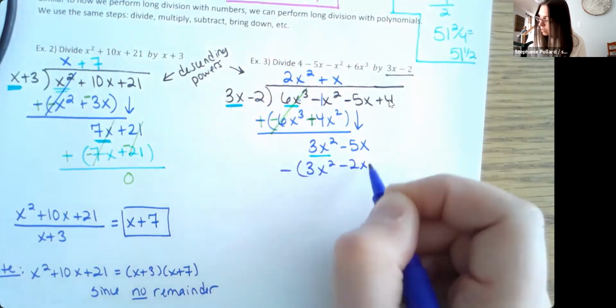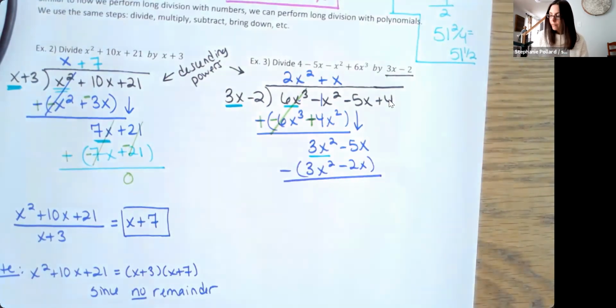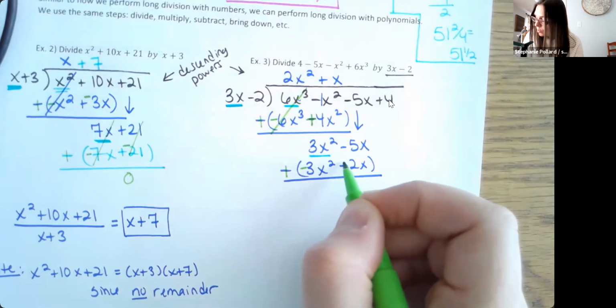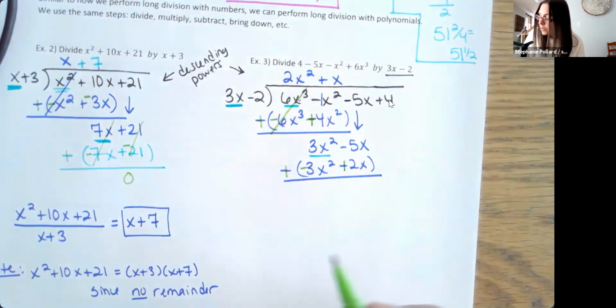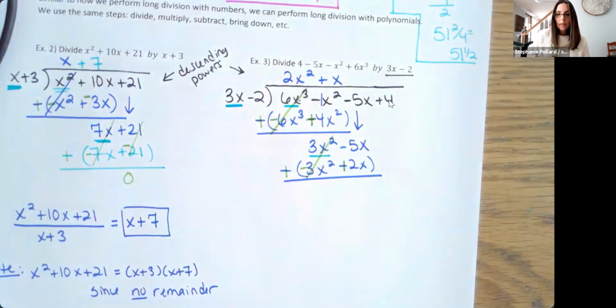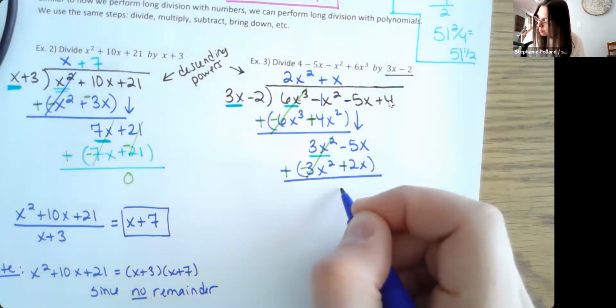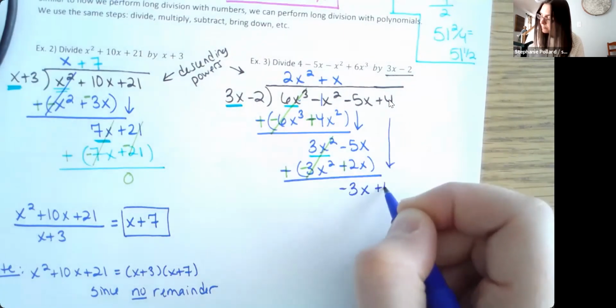And again, don't forget you're subtracting the whole thing. So it's going to make your 3 negative, but it's going to switch that -2 to a positive. Your first term should always cancel. -5 plus 2 is -3x, and bring down the +4.